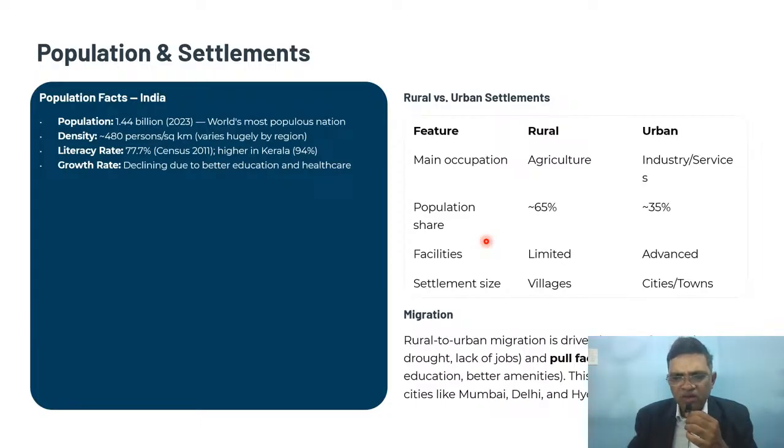Because of poverty, drought, and lack of jobs, people are forced to leave the villages, and this is called push factors. Poverty pushes, lack of jobs pushes people to other areas. Then pull factors: urban areas attract people for employment, education, and better amenities. This leads to rapid urbanization in cities like Mumbai, Delhi, and Hyderabad.